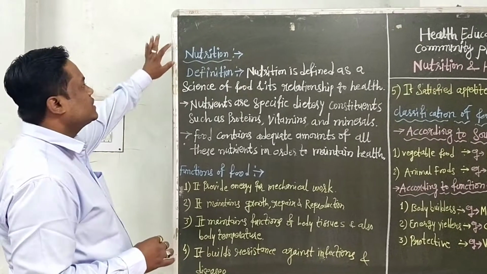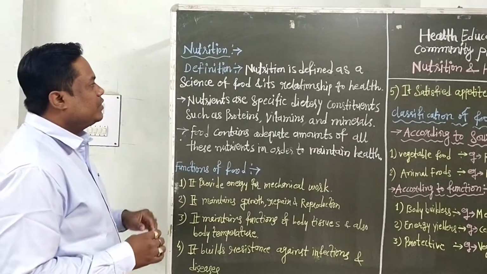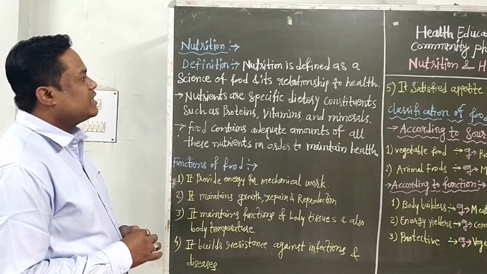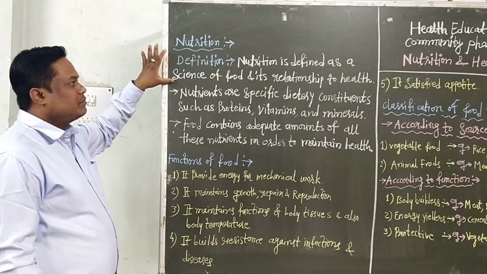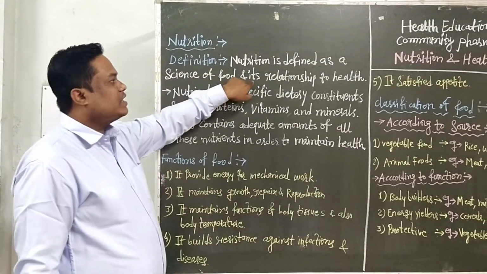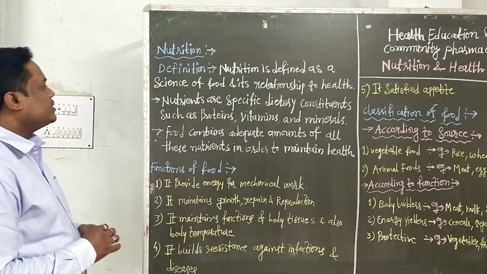We have to see first what is nutrition, its definition. Nutrition is defined as a science of food and its relationship to health. This is called nutrition. It is defined as the science of food and its relationship to the health conditions. It is called nutrition.